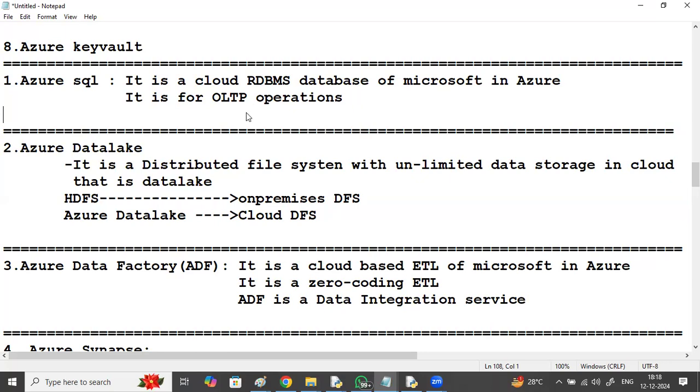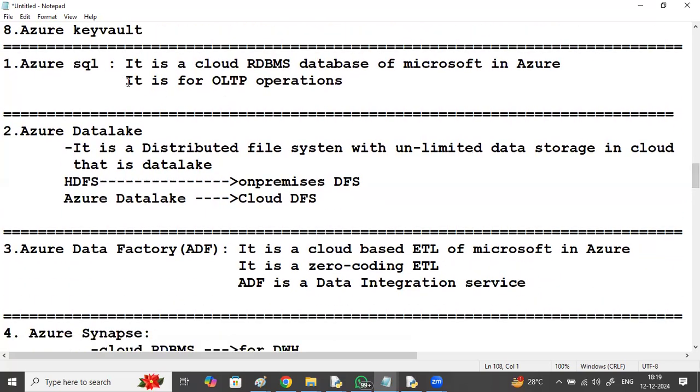But for OLAP, for data warehouse, we have some specialized databases available for OLAP operations, like Teradata, Netezza, Vertica. These are used for analytical processing for data warehouse purposes. Okay, and here Azure SQL is only for OLTP operations.